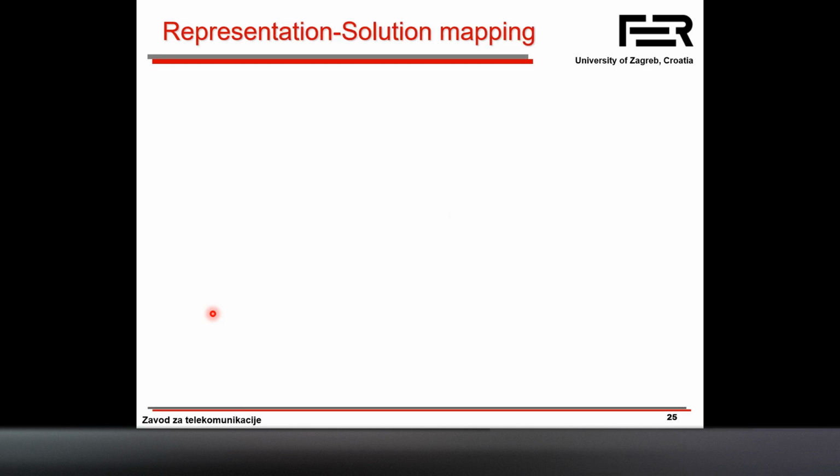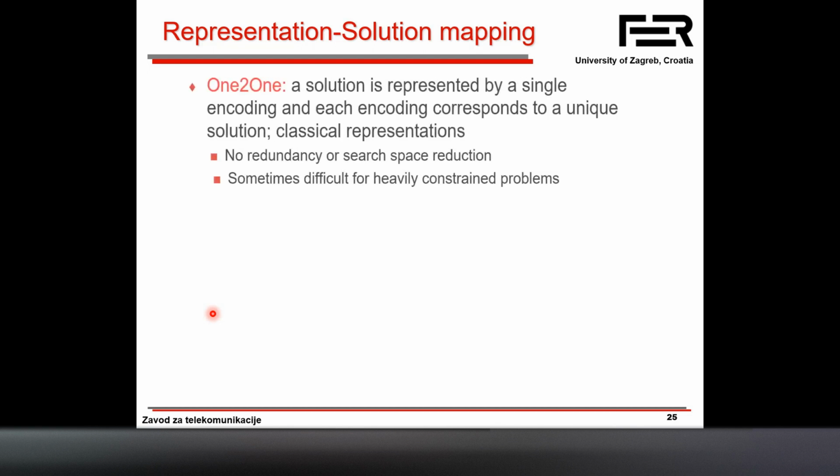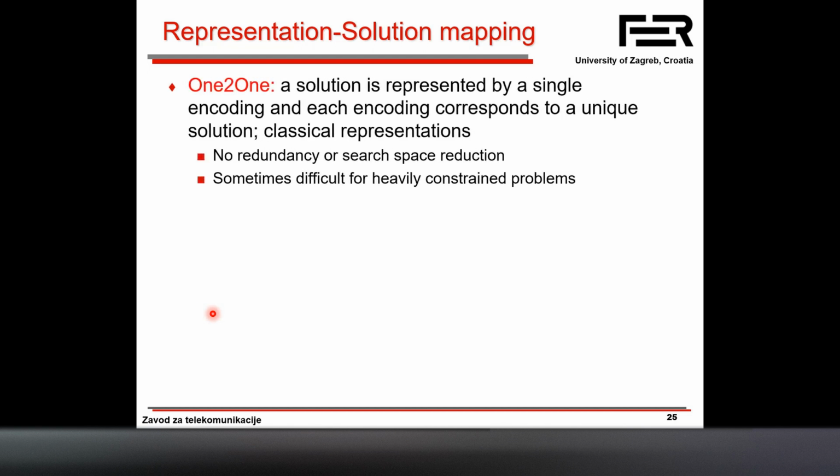All right. Okay, an important thing is this representation solution mapping. So we have a certain representation. What is our solution mapping? Is it 1-to-1, 1-to-many, many-to-1, or so on? A 1-to-1 solution mapping means we have a certain solution that is encoded, and the encoding corresponds to a unique solution. It doesn't represent multiple solutions, so there's no redundancy or space reduction.